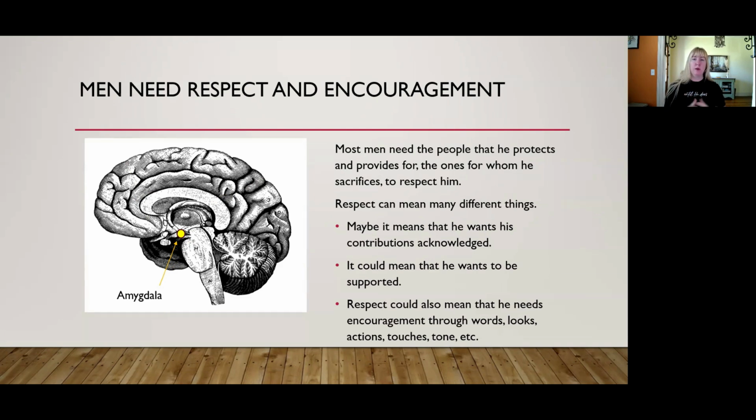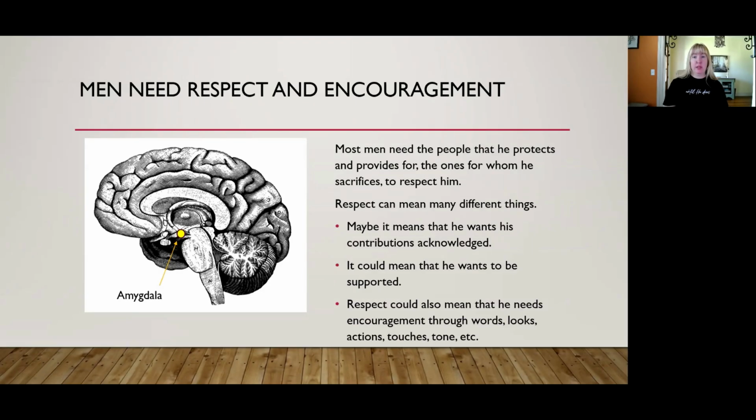But if you can periodically acknowledge and just say, hey, I just want you to know, I noticed that you did the dishes, or you know what? I appreciate that every morning you get up before everybody else, or that you work so hard and yet you still come home and help with the kids. Like, it's just noticing, acknowledging. Okay. Now it could also mean support. Maybe he needs you to come alongside him and help him to do something.